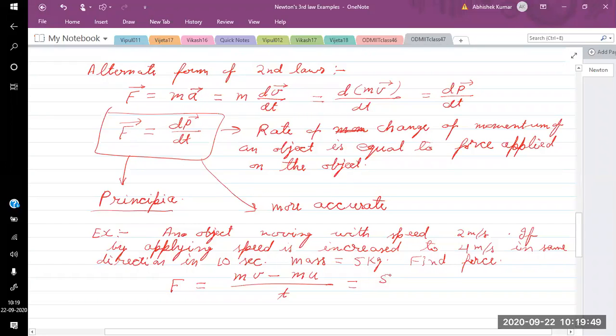So mass is 5 kg, final velocity is 4, so 5 kg into 4 minus 5 kg into 2, the initial velocity is 2, and time is 10 seconds. So that is 1 Newton. So 1 Newton force will act on this object.